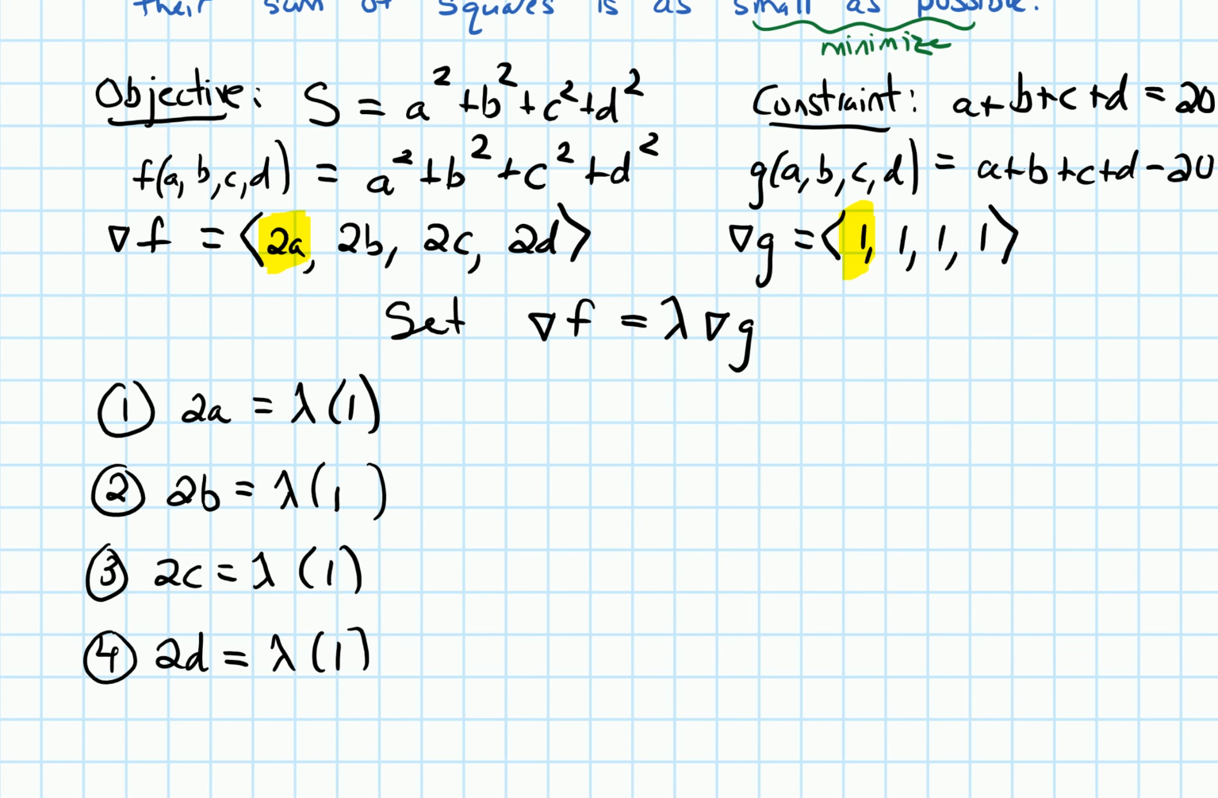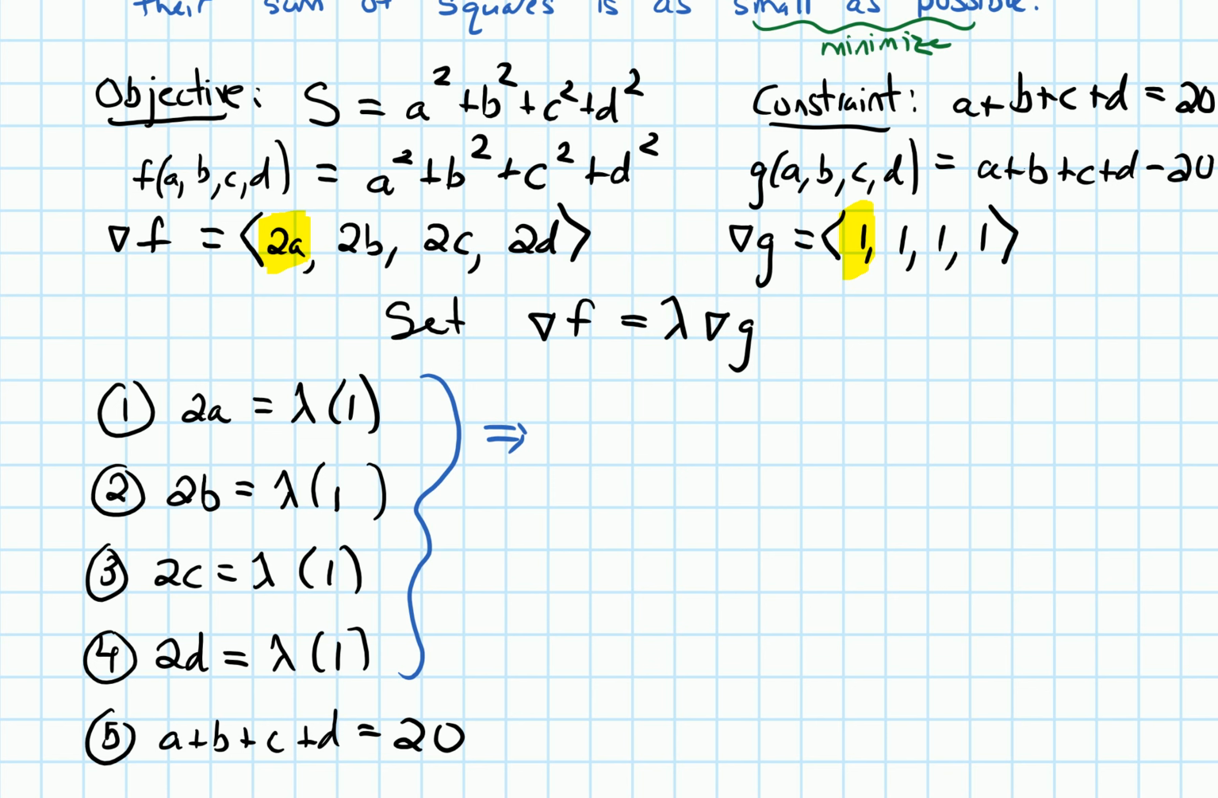That's just from setting the components of the gradient of f equal to the components of lambda times the gradient of g. Remember that our system of equations isn't done here. We get to write one more equation that comes from the constraint. The constraint was a plus b plus c plus d equals 20. So that's how we get a system of equations. In this case, we have 5 equations with 5 variables, a, b, c, d, and lambda. This example is actually simpler than the one that we did before. It's easier to solve.